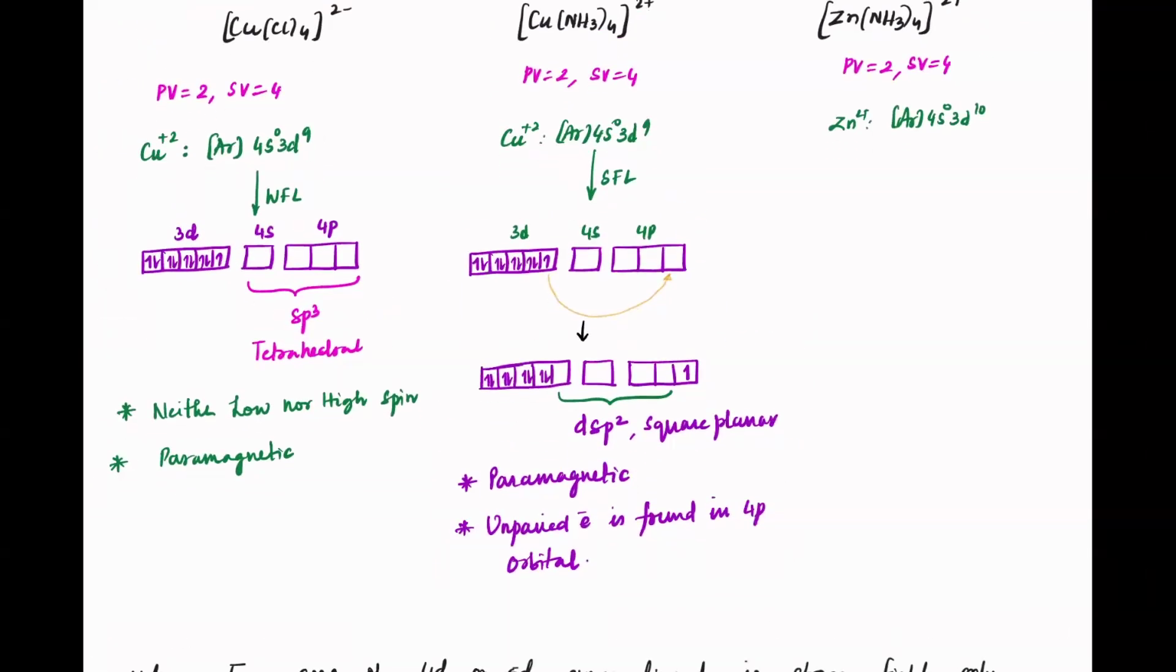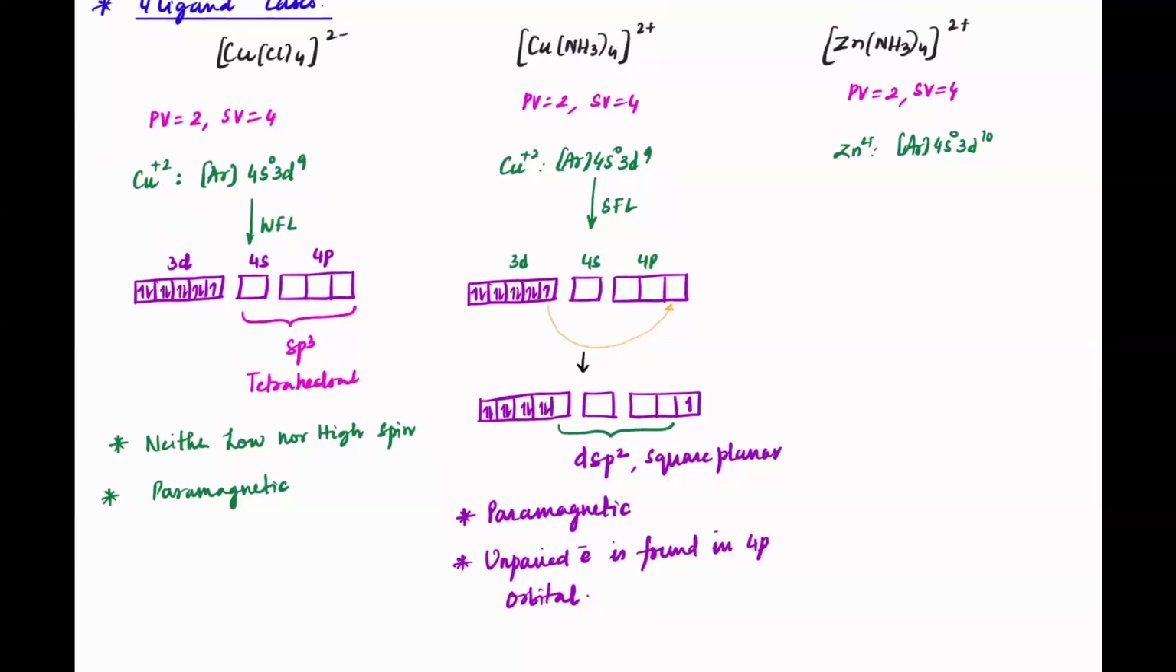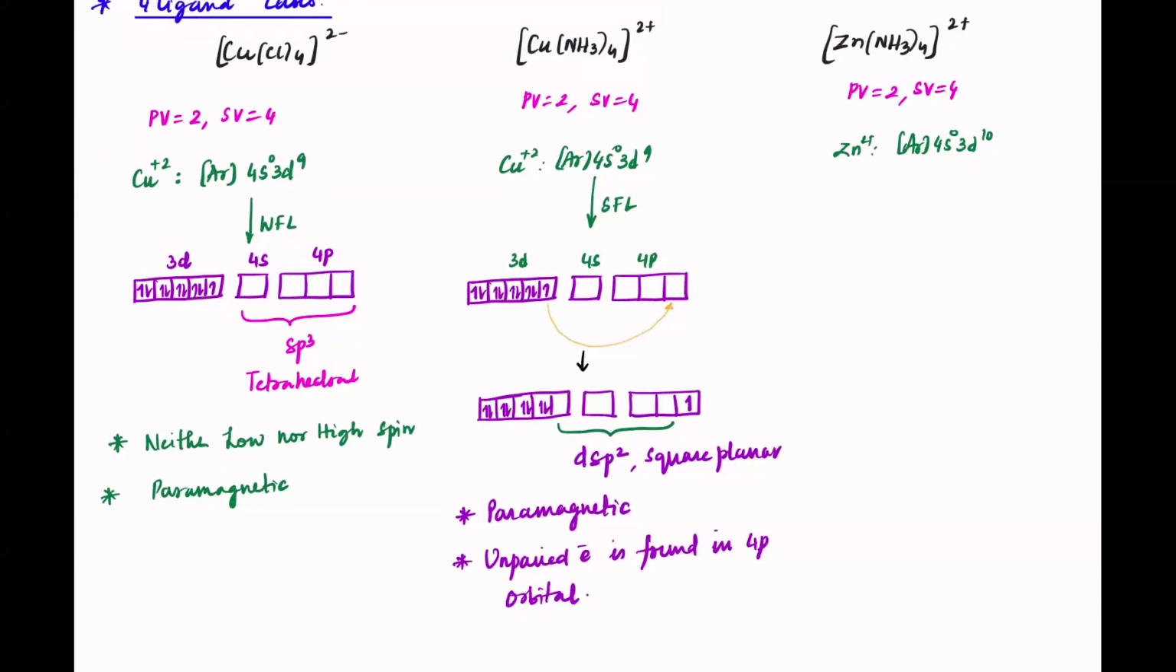So this is the idea which you need to collect from strong fields. Strong fields in a way push that single electron to the outermost orbital so that it can get a hybridization of dsp2. Got it?